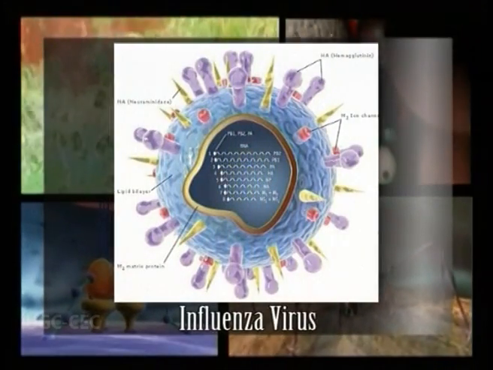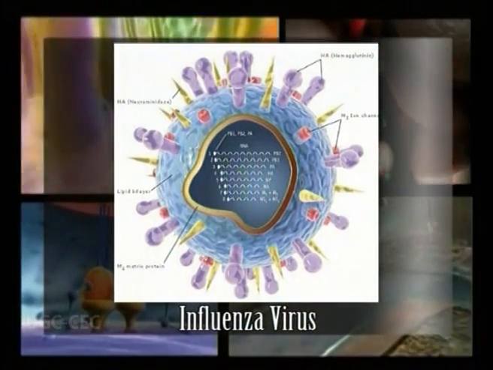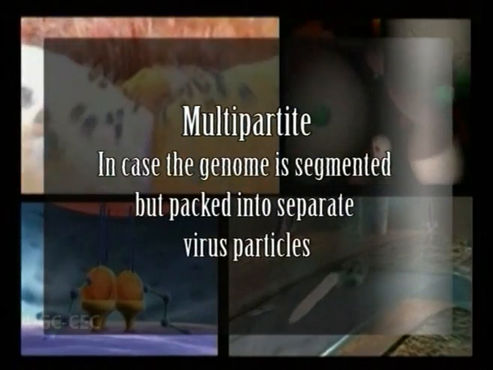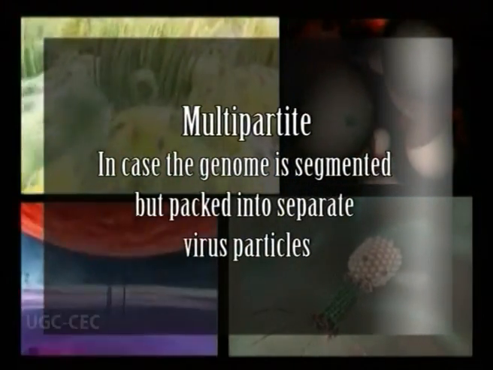Influenza virus has 8 RNA molecules with 890 to 2341 nucleotides. In case the genome is segmented but packed into separate virus particles, it is said to be multipartite. Such viruses can have 2 or 3 capsids and are accordingly called bipartite and tripartite viruses. Multipartite genome is only found in plant viruses. For example, Geminiviruses. In these viruses, the genome is packed into many capsids.